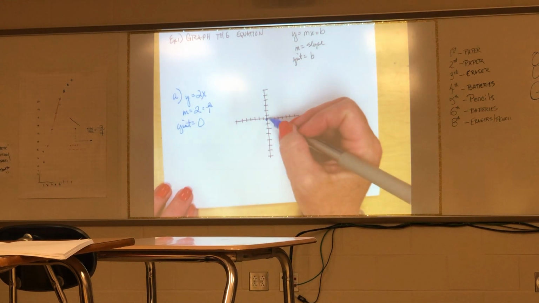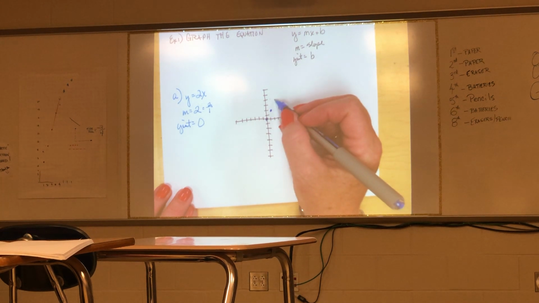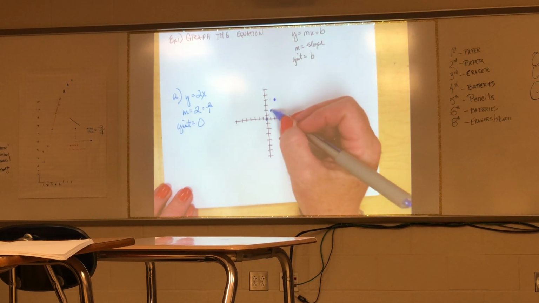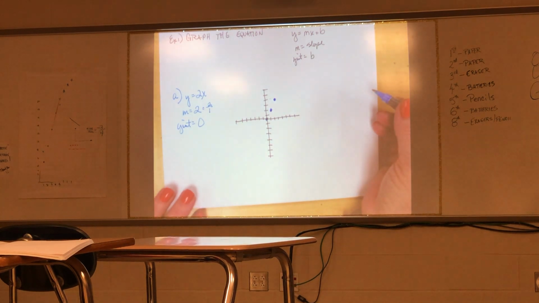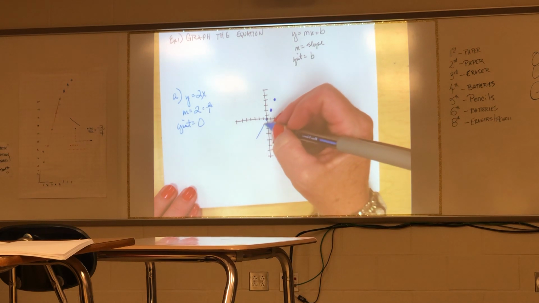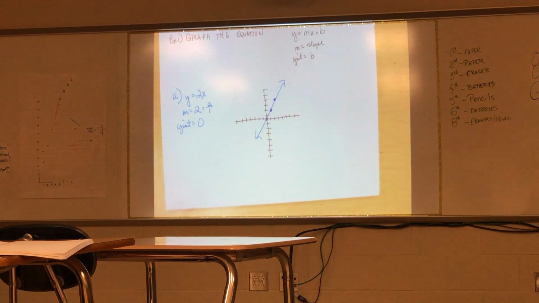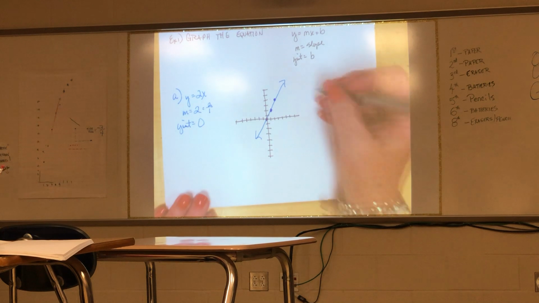So my slope is 2 over 1, so I'm going to go up 2 and over 1, up 2 and over 1. I'm going to make 3 big fat dots. It takes 2 points to determine any line, so I do 3 just to check myself and make a better line. Anybody got a question? Everybody okay?